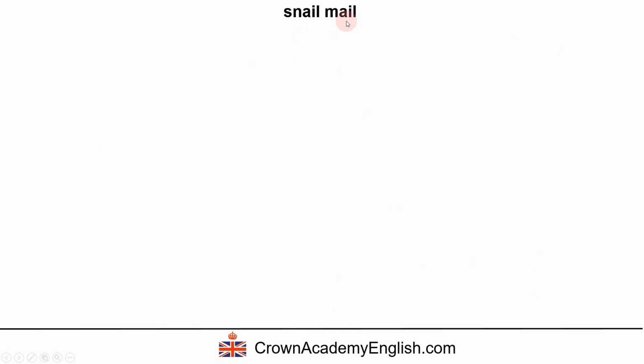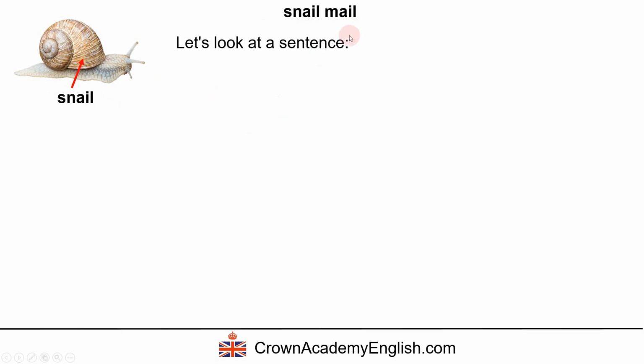Snail mail. So what is this? Well, first of all, I'm sure you already know what mail is. But what about snail? Well, snail is this little creature. It's a very, very slow animal that walks very slowly. So, why am I talking about this? Well, let's look at a sentence. Mark says, "I will send you the information by mail." By mail. So what does mail mean in this context?